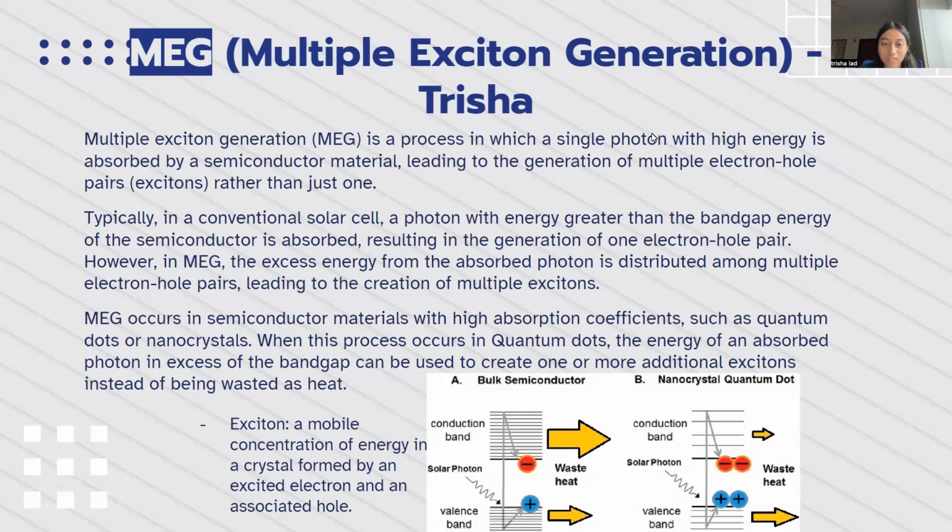However, in MEG, the excess energy from the absorbed photon is distributed among multiple electron-hole pairs, leading to the creation of multiple excitons. MEG occurs in semiconductor materials with high absorption coefficients, such as quantum dots or nanocrystals. When this process occurs in quantum dots, the energy of the absorbed photon in excess of the band gap can be used to create one or more additional excitons instead of being wasted as heat.